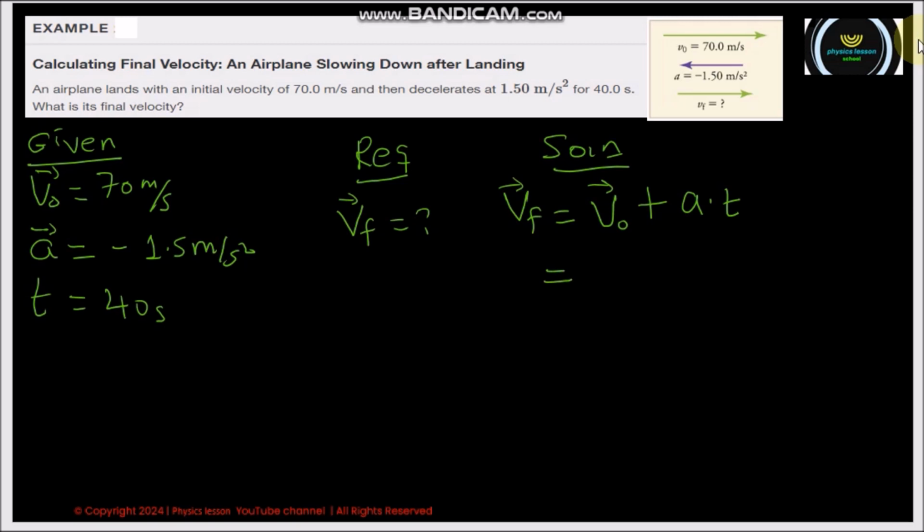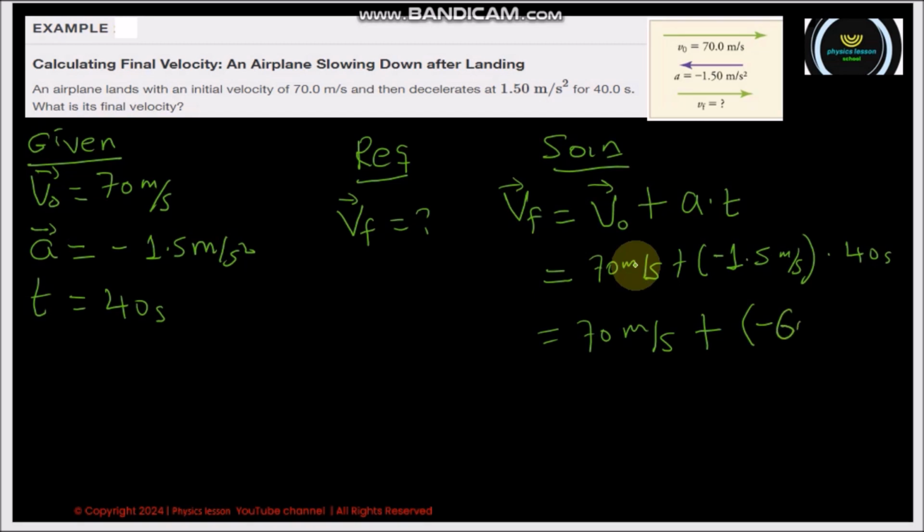This can be calculated as follows. Let's write the value of v initial, which is equal to 70 meters per second, plus the acceleration, minus 1.5 meters per second squared, times the time, 40 seconds, which is equal to 70 meters per second plus minus 1.5 times 40, which is equal to minus 60 meters per second.